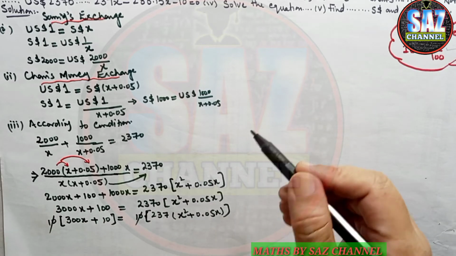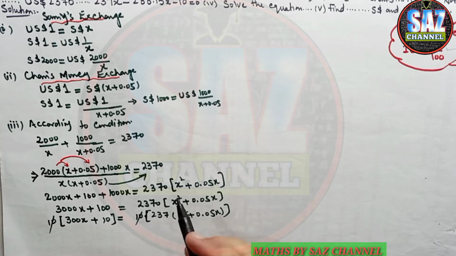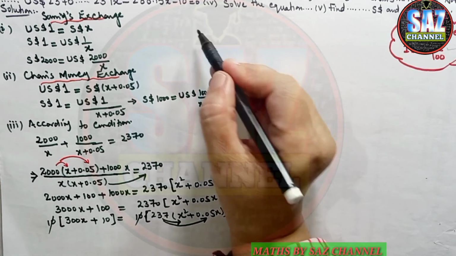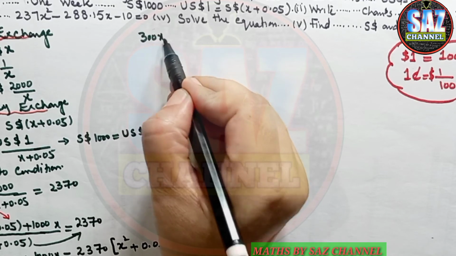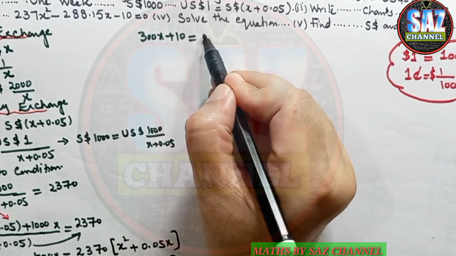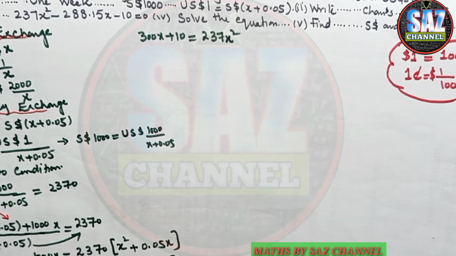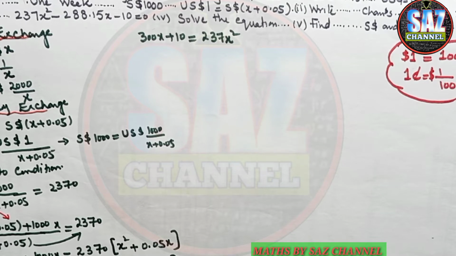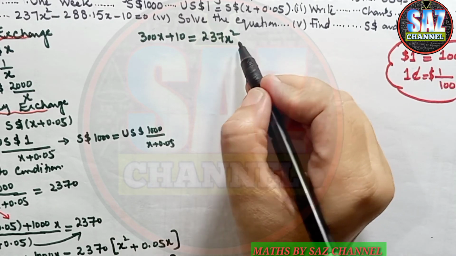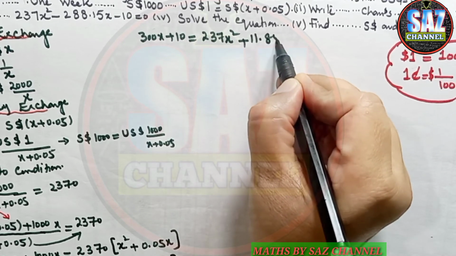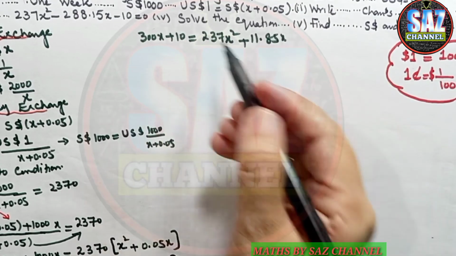Now I will be moving over here, and the equation will take the form: multiply this 237 by x square and 0.05. 300x plus 10 equals 237 x square, and 237 multiplied by 0.05 gives me 11.85x. 237 multiplied by 0.05 will give me 11.85x.